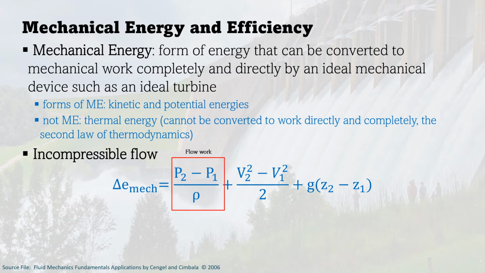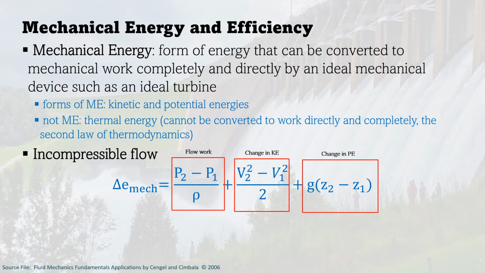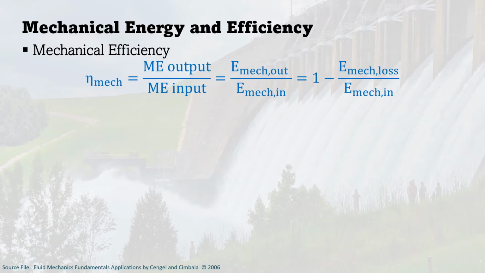Just like before, the first term is the change in flow work. The second term is the change in kinetic energy. And the third term is the change in potential energy. Mechanical energy is defined as in this formula that you can see in the equation. The transfer of mechanical energy is usually accomplished by rotating a shaft, for example, and thus mechanical work is often referred to as shaft work.